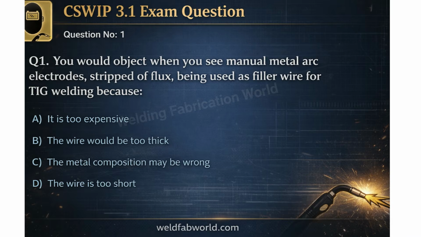Question 1. You would object when you see manual metal arc electrodes, stripped of flux, being used as filler wire for TIG welding because A. It is too expensive. B. The wire would be too thick. C. The metal composition may be wrong. D. The wire is too short.